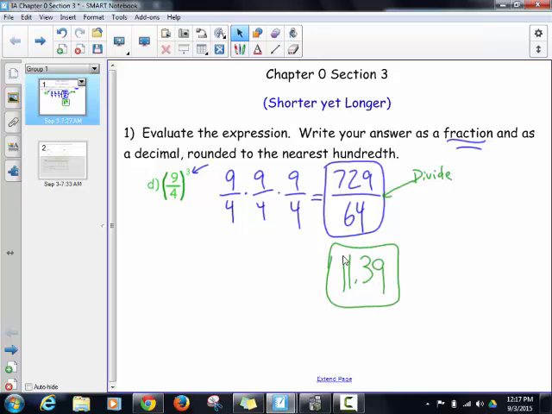So you should be able to use your calculator. You could do it by hand, whatever you prefer. I usually check my calculator just so you get used to using that calculator.